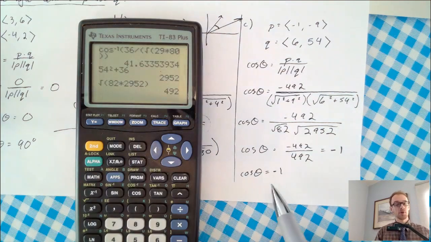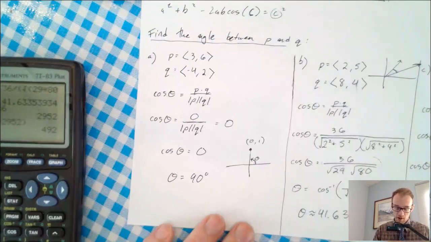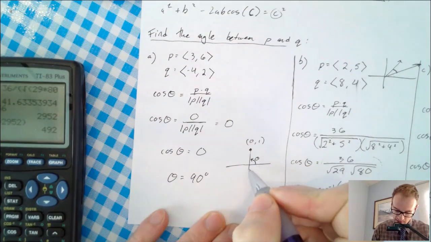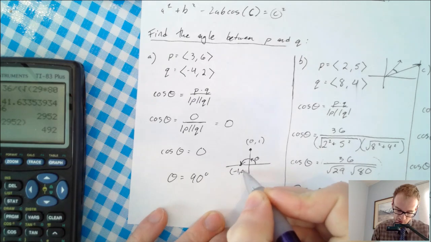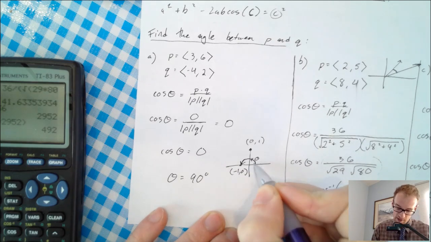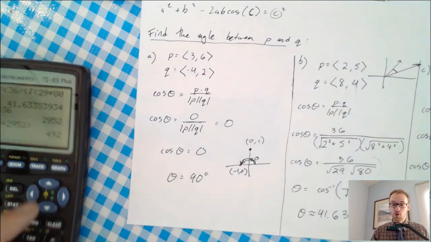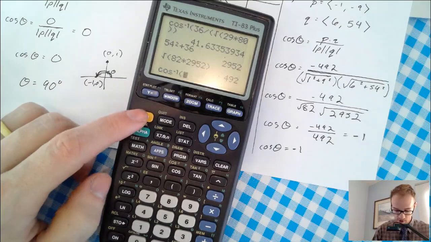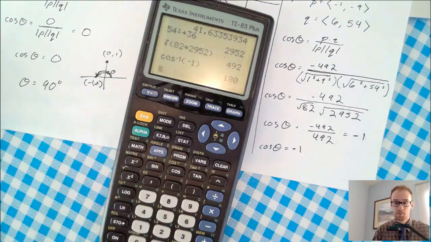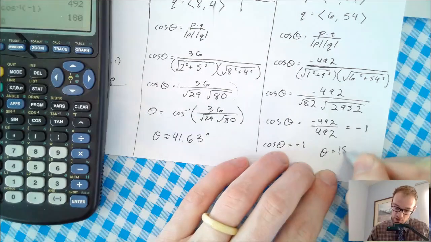Okay, so I have this equation, cosine of theta equals negative 1. If you know your unit circle, you know what theta is, right? If you go back to your unit circle here, where's the x value negative 1? Over here, you have that point negative 1, 0, and your angle theta is pi radians, or 180 degrees. Or of course you could go to your calculator, inverse cosine of negative 1, and we get 180 degrees. So theta is 180 degrees.